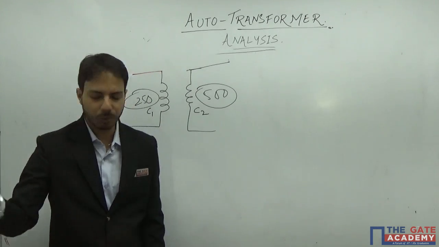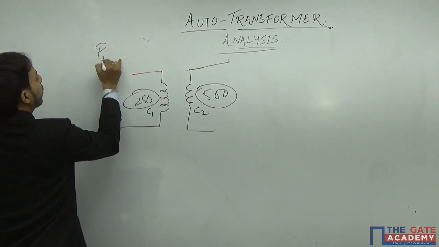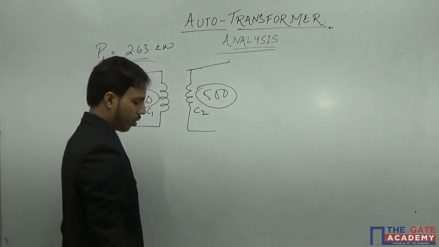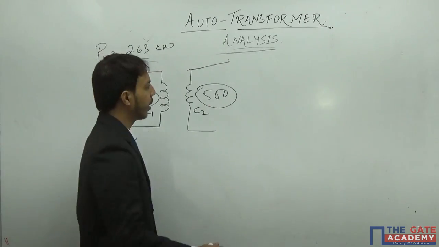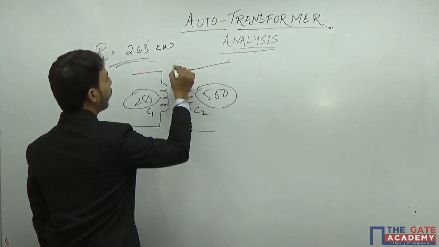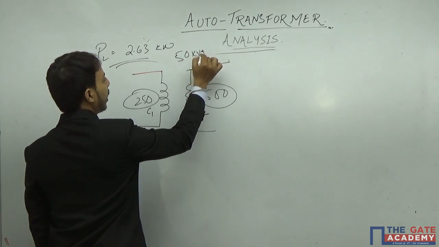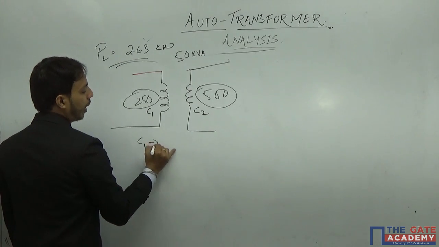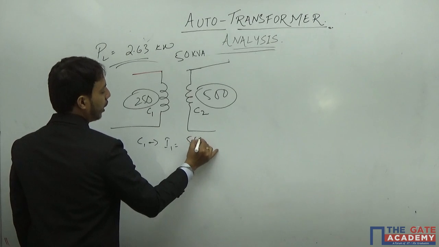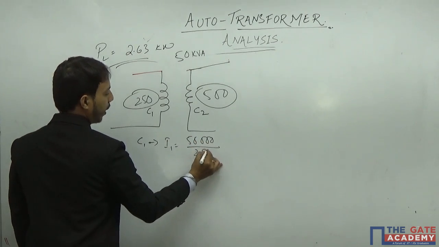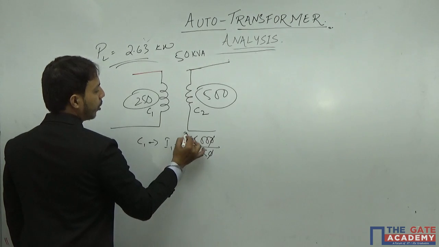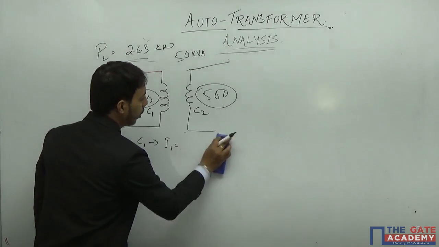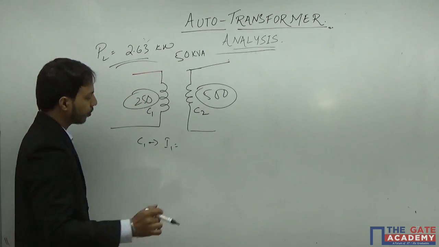So from the two-winding transformer we have calculated the loss, which is 2.63 kilowatt. Okay. Now let me reconfigure the auto transformer, and before that let me calculate 50 kVA. This is 50 kVA. So if this is 50 kVA, what will be the current in C1? In C1 the I1 will be 50,000 divided by 250, so it will be 200 amps. So C1 will be having 200 amps.